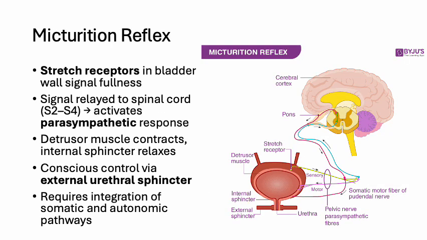The micturition reflex coordinates the act of urination. As the bladder fills, stretch receptors in the wall send signals to the spinal cord, which triggers parasympathetic activity. This causes the detrusor muscle to contract and the internal urethral sphincter to relax. Voluntary control comes into play with the external sphincter, which is innervated by somatic nerves. Together, these systems allow us to delay urination until it is socially appropriate, unless bladder pressure becomes too great to resist.